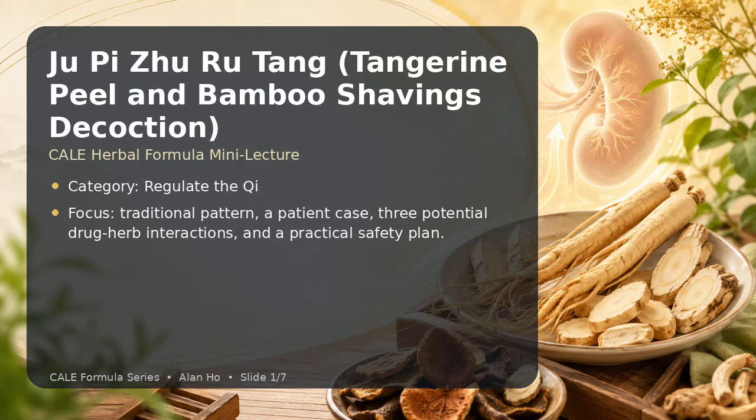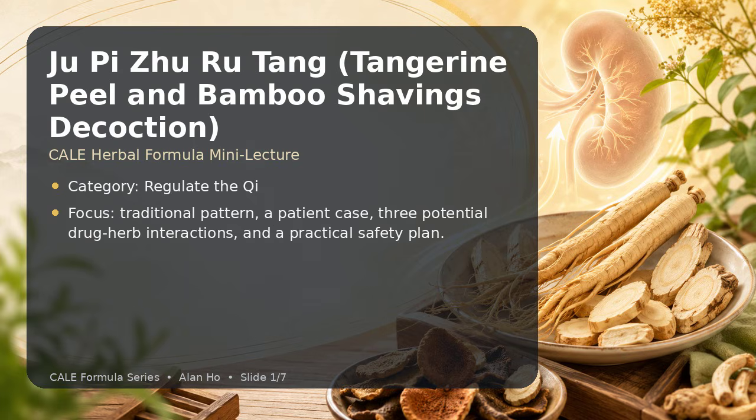Hello everyone. This presentation is on Tang, also called tangerine peel and bamboo shavings decoction. It appears on the California Acupuncture Board Examination Herbal Formula list. I will review its traditional pattern, a short hypothetical patient case, 3 potential drug-herb interactions, and a practical management plan.